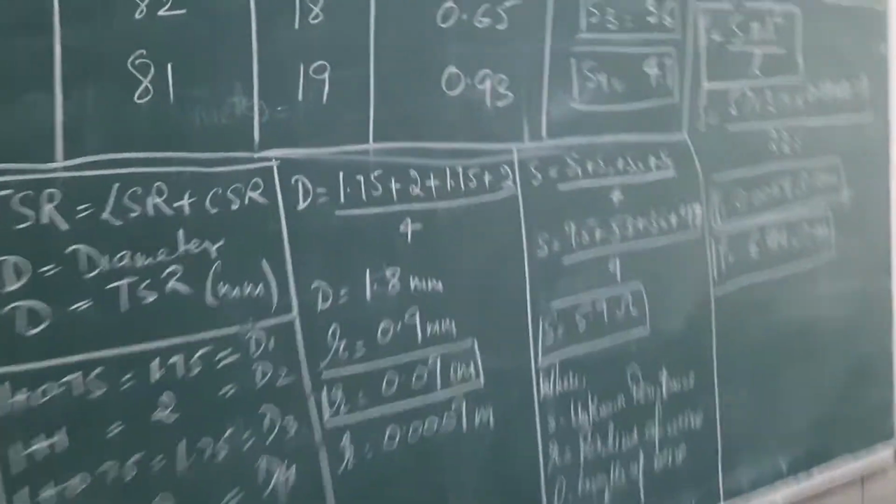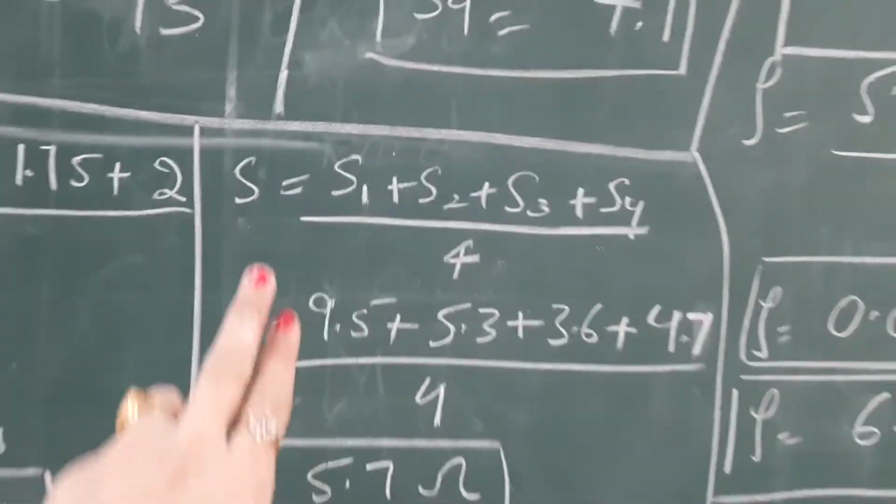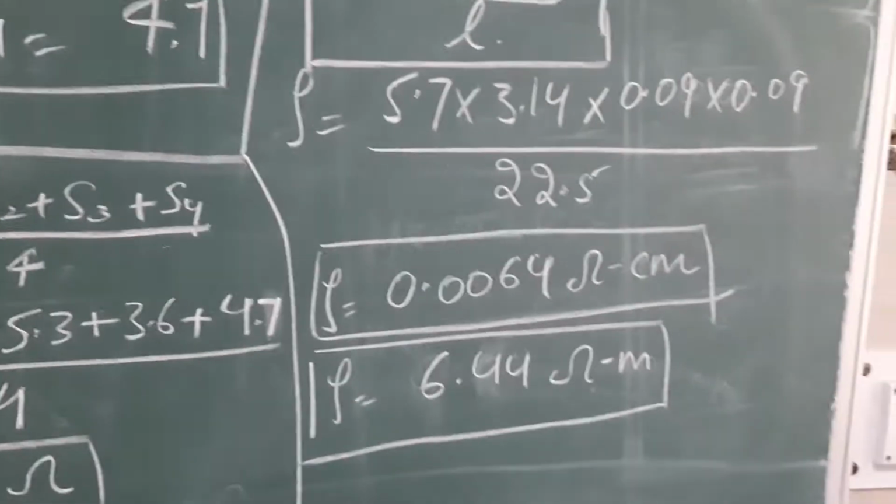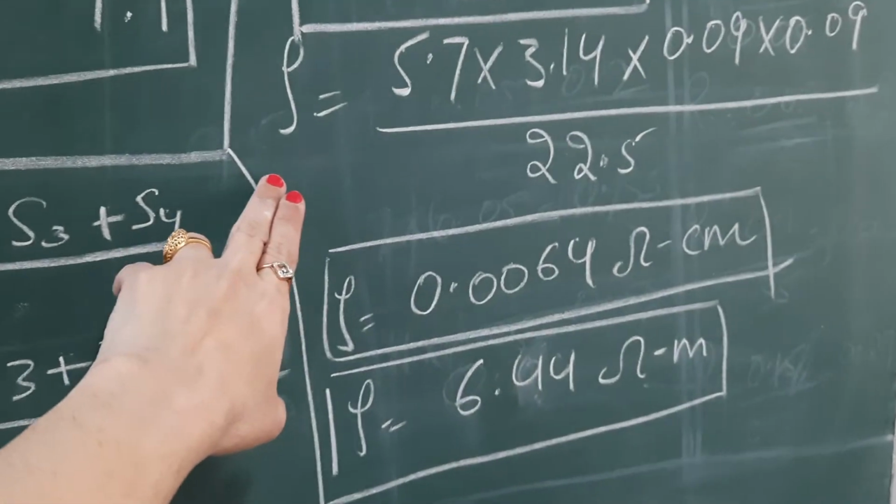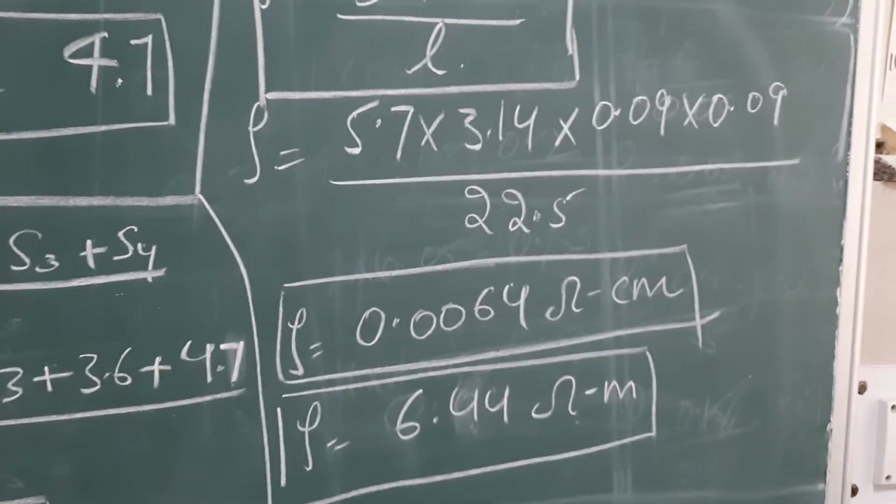So basically students, in this experiment I have calculated resistance as well, S. S is your unknown resistance, and I have also calculated the specific resistance or the resistivity.